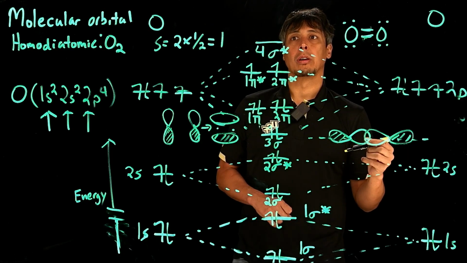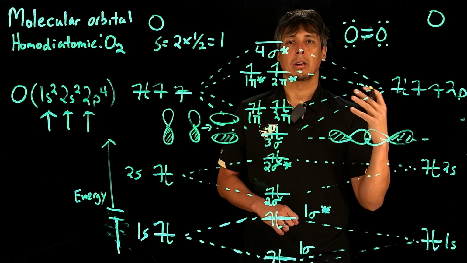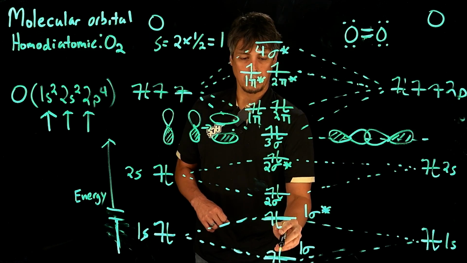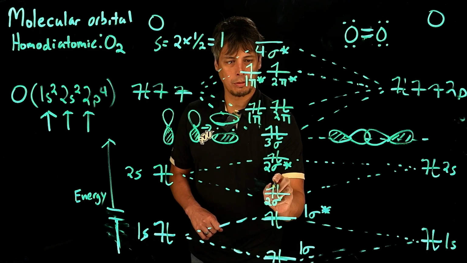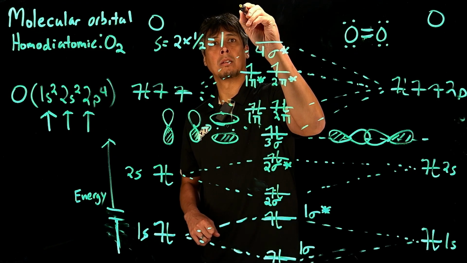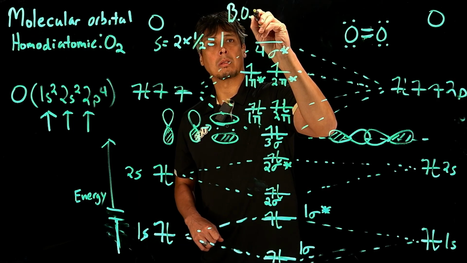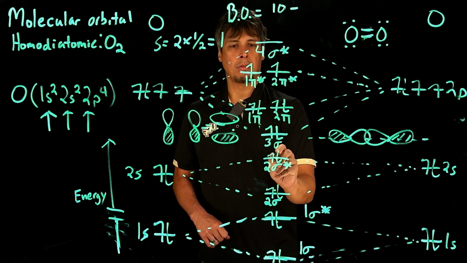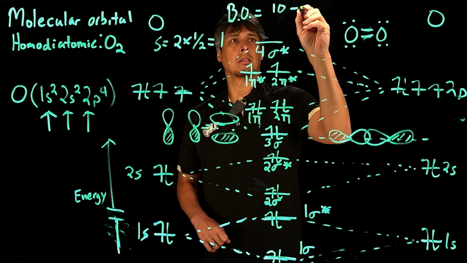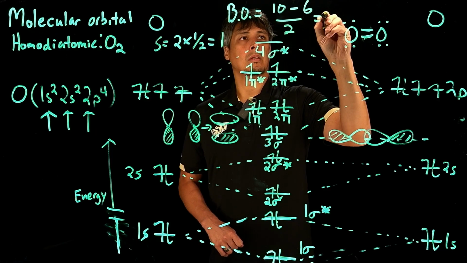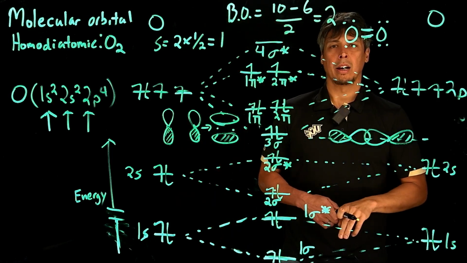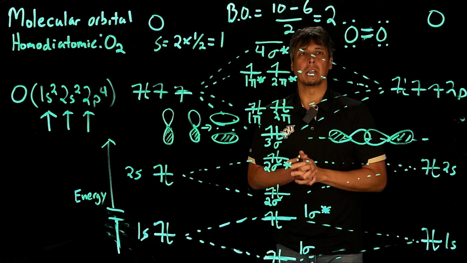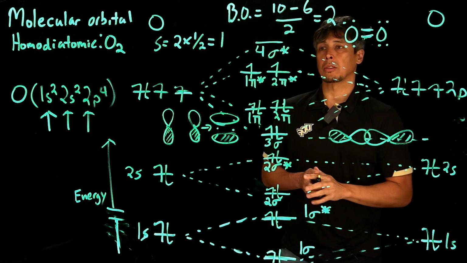So remember, the bond order will be the total number of bonding electrons minus the total number of antibonding electrons, divided by 2. And so we can do that. In bonding orbitals, we have 2, 4, 6, 8, 10. So our bond order is going to be equal to 10 minus the number of antibonding electrons, which is 2, 4, 6. So that's going to be equal to 2. And so the bond order suggests that we should have a double bond in there, and that's consistent with what we get for the Lewis dot structure for dioxygen as well.